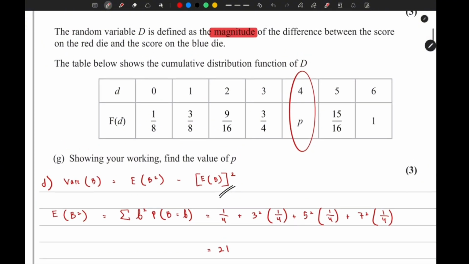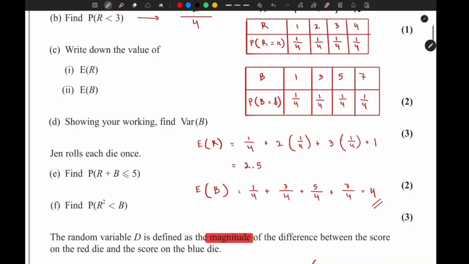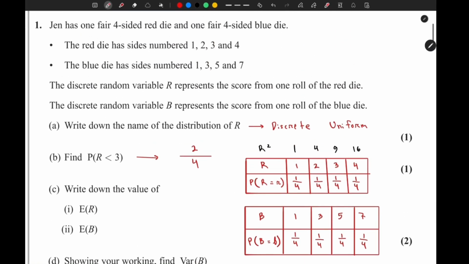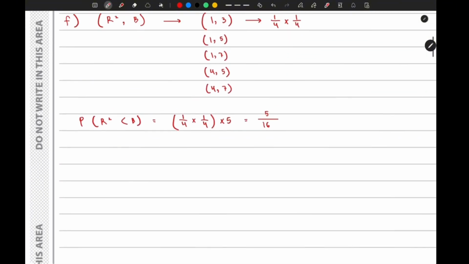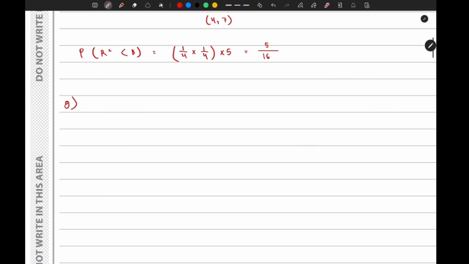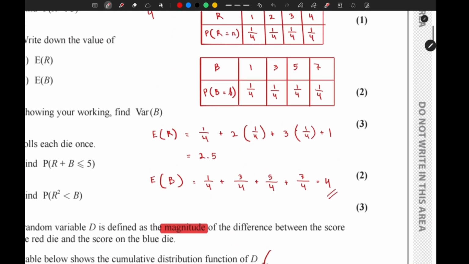Now let's first find the probability for the difference to be 4. Let's look at the possible combinations. Our template is that the first one is red and the second one is blue. So the combinations are 1 and 5, and 3 and 7. And let's see if there are other combinations.